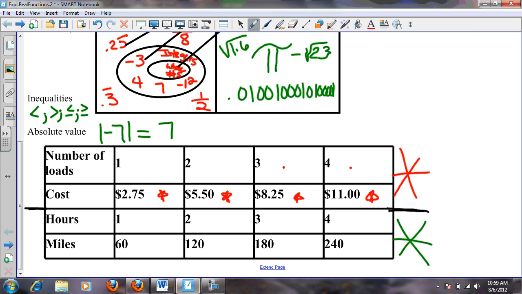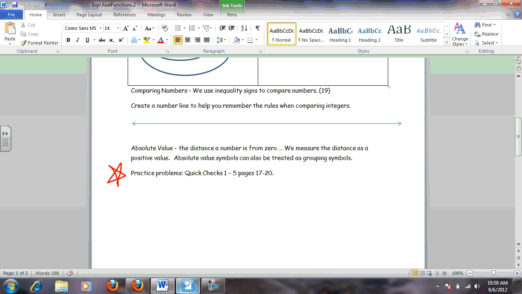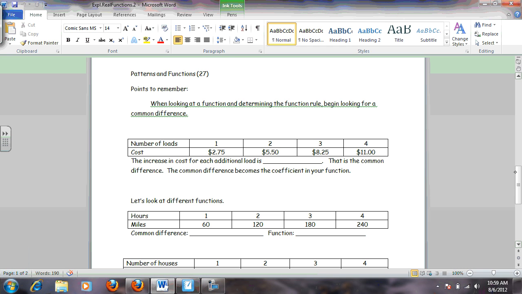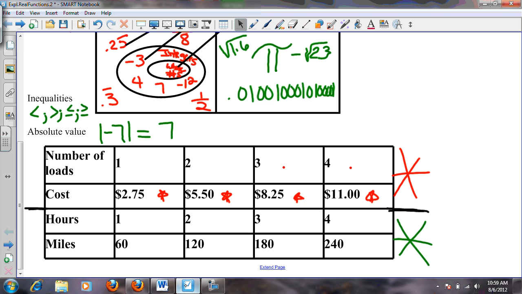At the very top of your note sheet, it says, when you are looking at a function and determining the function rule, first begin looking for a common difference. Between 1 to 2, that is a difference of 1. 2 to 3, a difference of 1. 3 to 4, a difference of 1.